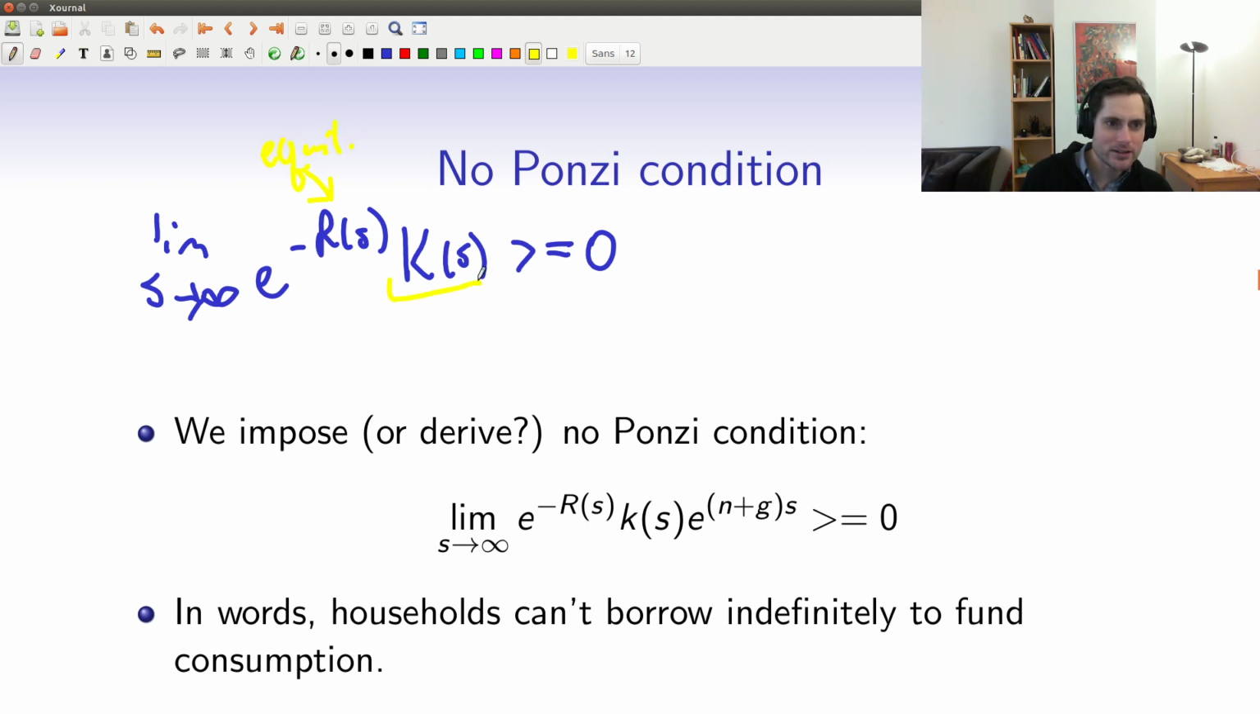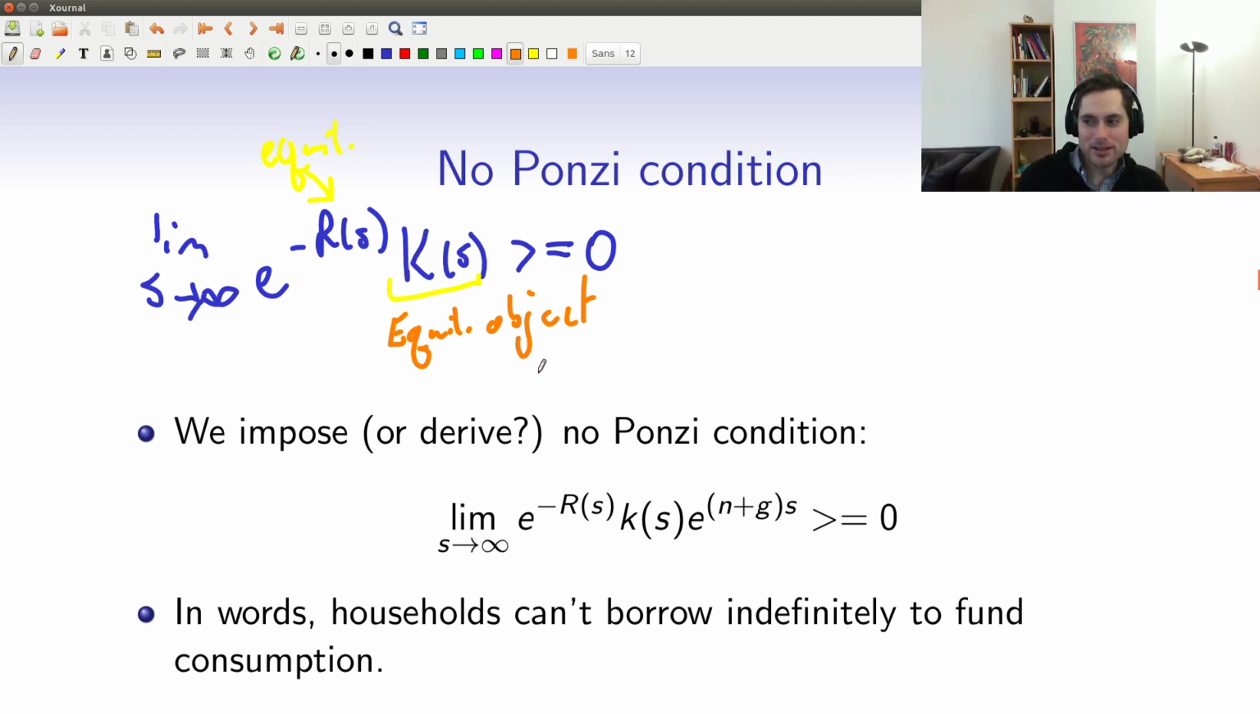And this K here is also, I can't read that yellow, let's do an orange, also an equilibrium object. So we're just saying that there's going to be some set of equilibria where people are massively borrowing against the future. We're not going to allow that. We're going to say you have to expect to eventually pay back your debt and then get rid of all those equilibria. It's a very technical assumption.